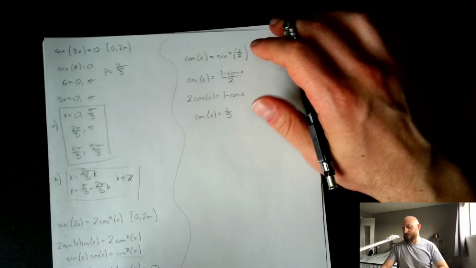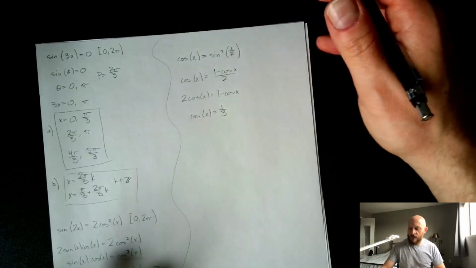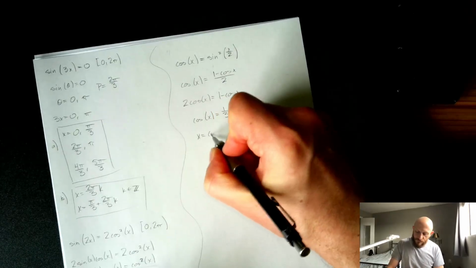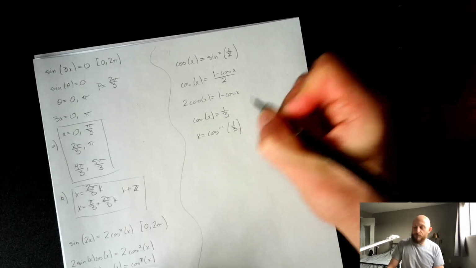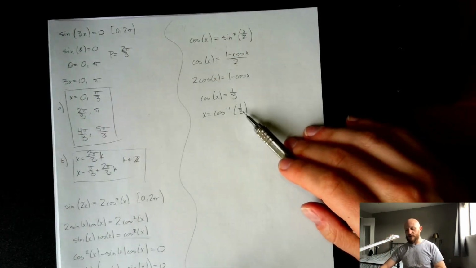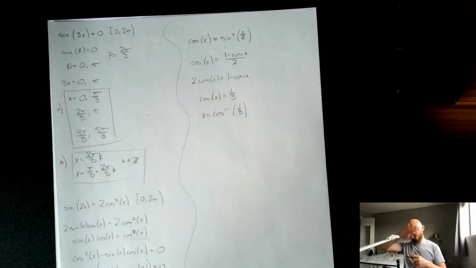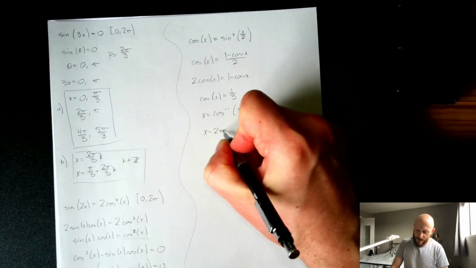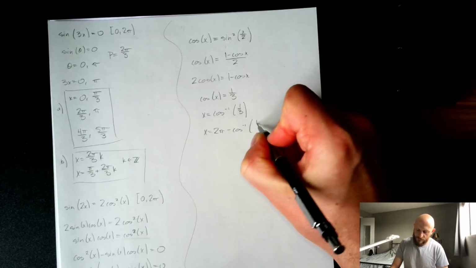That's not a standard output, so this is not something we can just solve off the top of our head with the unit circle. You'll have to use a calculator. So x is equal to cosine inverse of 1/3. But remember, cosine inverse only outputs values in its range, from 0 to pi. So it won't catch the other solution that occurs from pi to 2 pi. And that solution would be 2 pi minus cosine inverse of 1/3.